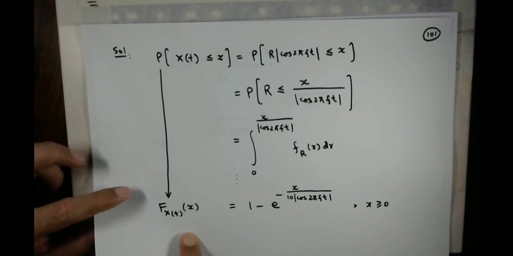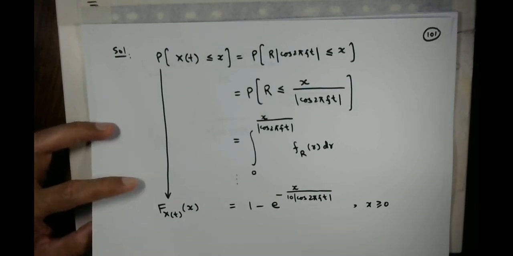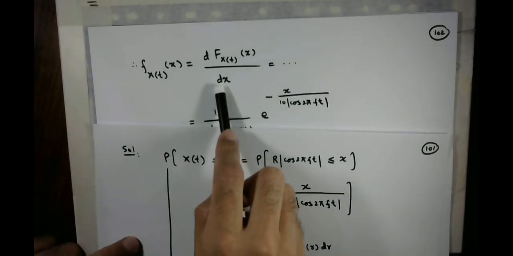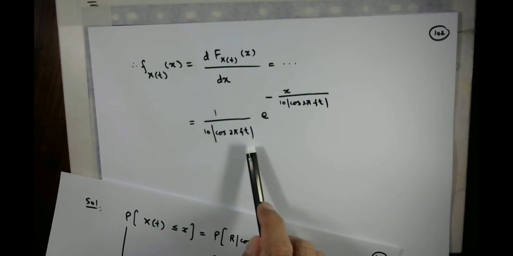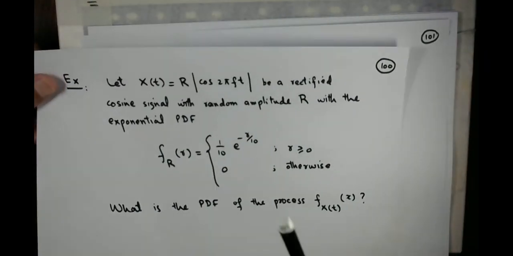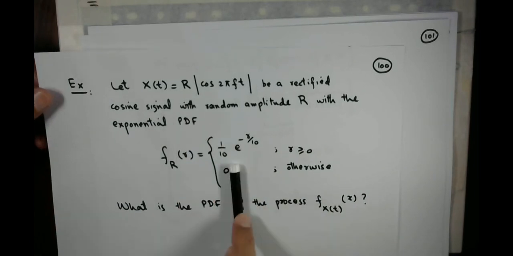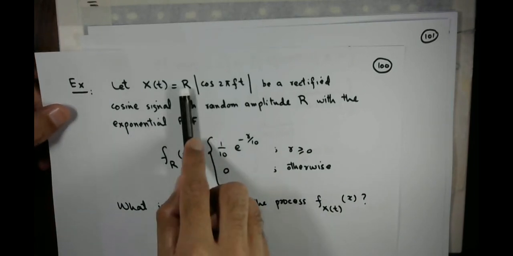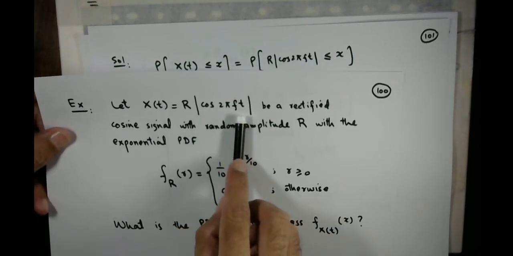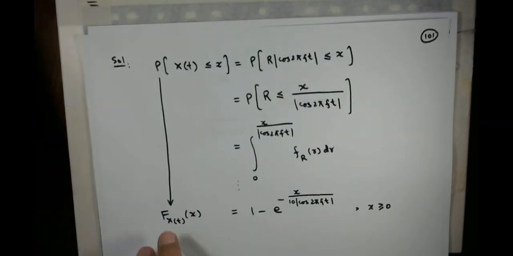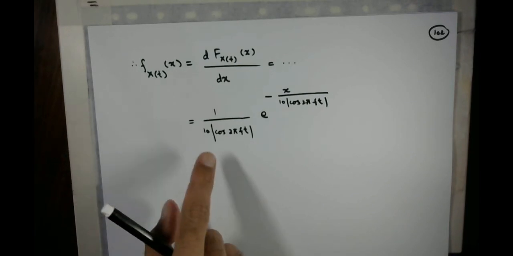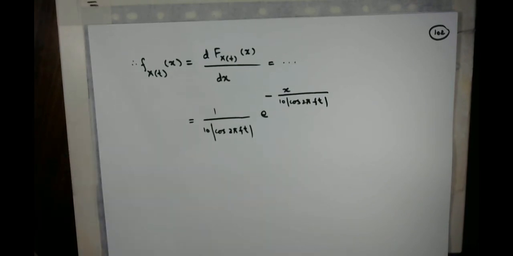Now the rest is easy. You simply differentiate the CDF with respect to x and you will obtain the PDF of the process. We notice that the random variable r is an exponential random variable, associated with the stochastic process by using these particular time functions. The PDF of the process is also an exponential PDF.